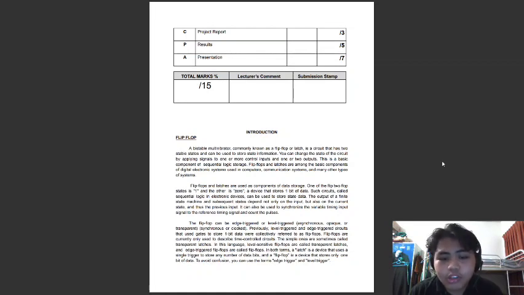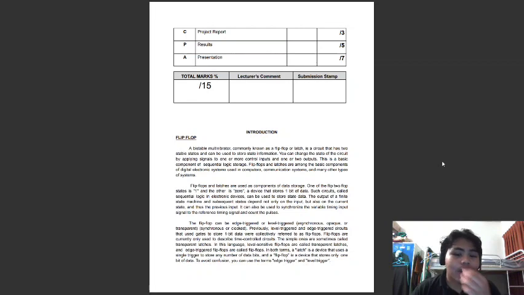It can also be used to synchronize the variable timing input signal to the reference timing signal and count the pulses. The flip-flop can be edge-triggered or level-triggered, asynchronous, opaque or transparent, synchronous or clocked.